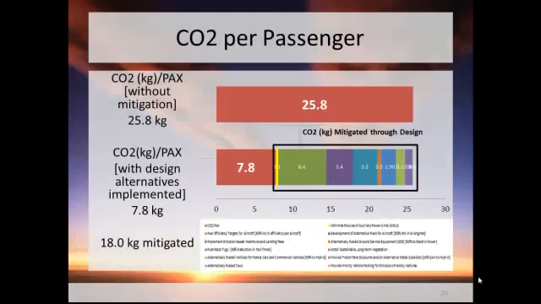Looking back at CO2 per passenger, we have determined how much CO2 each design alternative would reduce per passenger. If each alternative was implemented in a single year, CO2 per passenger would be reduced by 18 kilograms of CO2, but there would still be 8 kilograms of CO2 per passenger that would need to be reduced in order to have complete carbon neutrality.